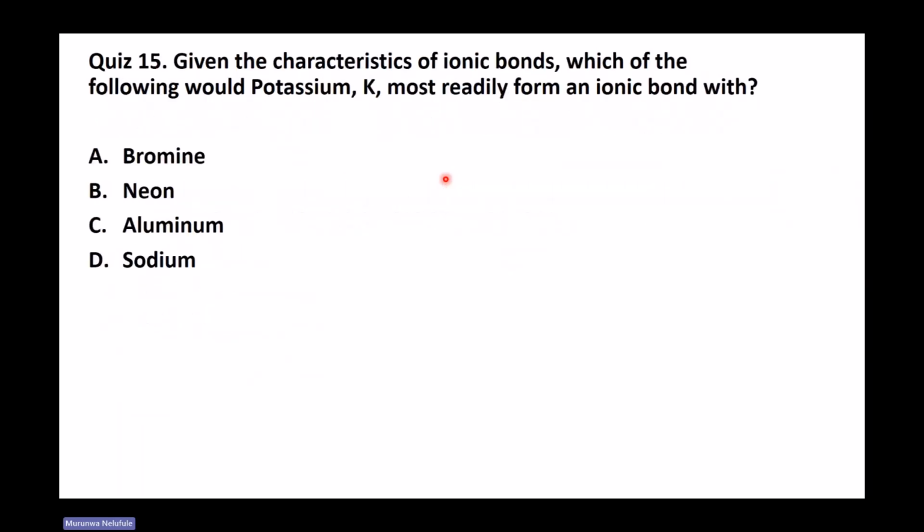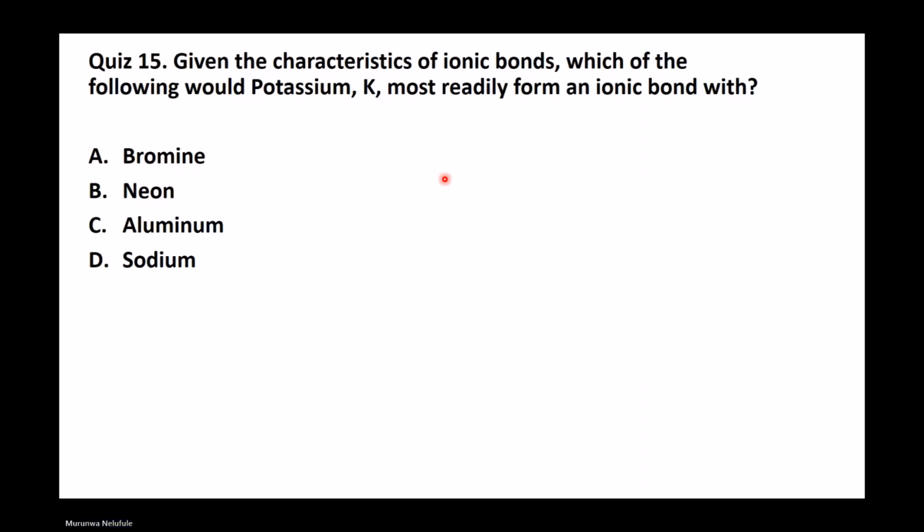Given the characteristic of ionic bonds, which of the following will potassium most readily form an ionic bond with? I'm not sure if I have a correct answer here, maybe it's because of my shallow experience with chemistry, but I've never had a compound with a name like potassium sodium something or sodium potassium. I don't know, but I'm thinking that it's A. We both don't have experience in chemistry.